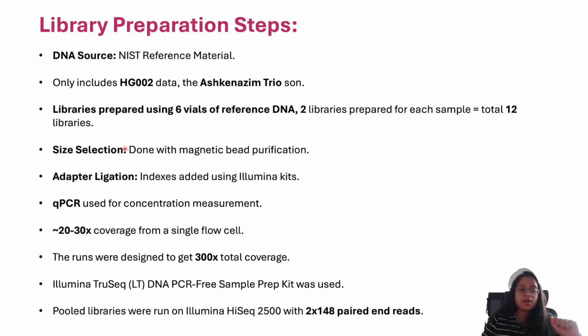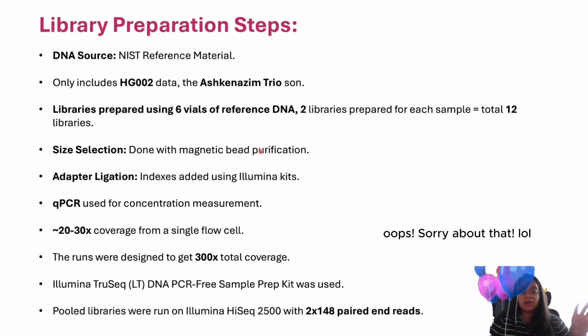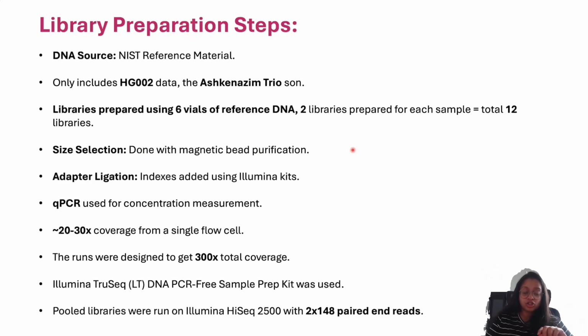The libraries, they mentioned, are prepared using 6 vials of the reference DNA. And there are 2 libraries prepared from each sample, which results in a total of 12 libraries. The size selection has been done with magnetic bead purification. For adapter ligation, the indexes are added using the Illumina kits. Quantitative PCR has been used for concentration measurement.